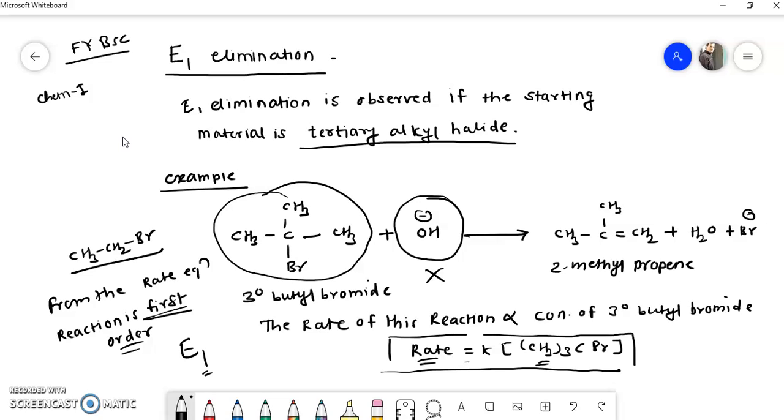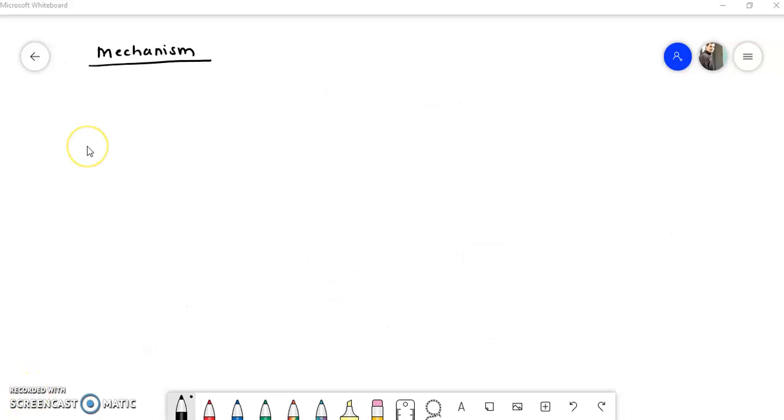Now we will see the mechanism of this reaction. A two-step mechanism is proposed. Now we will see one by one the two steps involved in the mechanism. Step 1, first of all we will see.